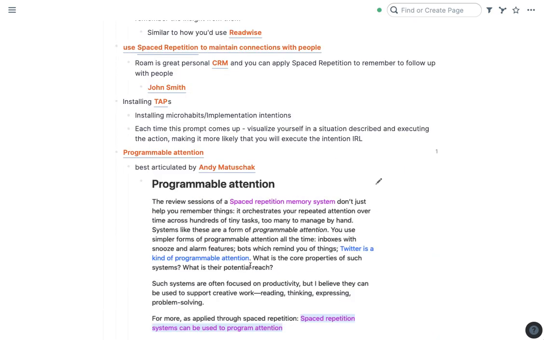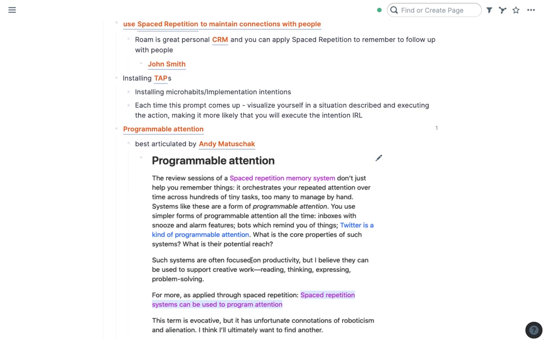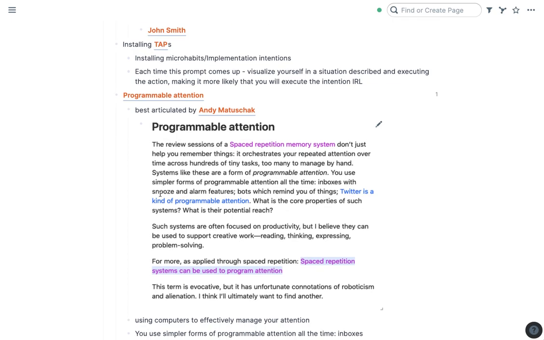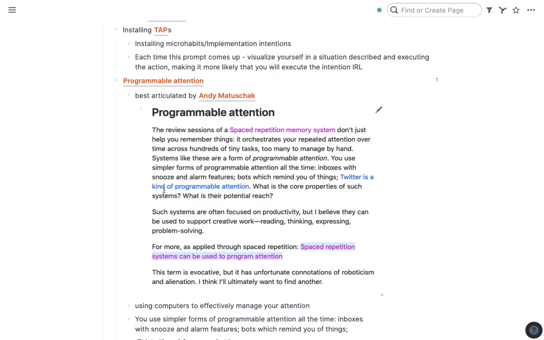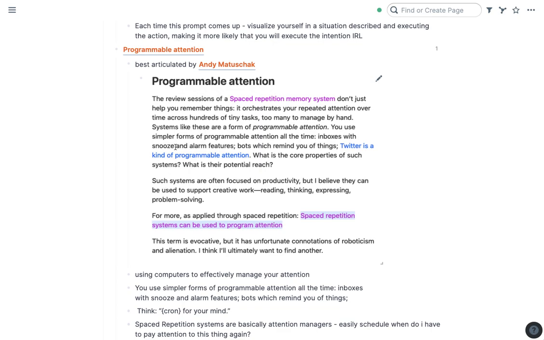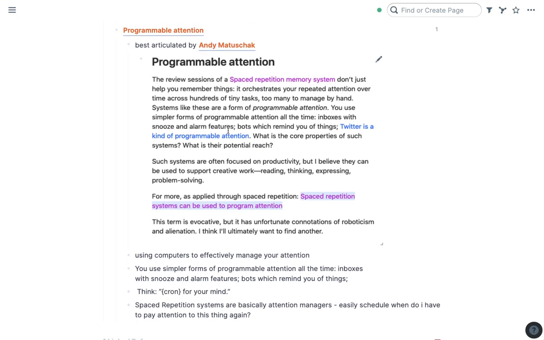Now, those were some example applications, and I wanted to take a step back here a bit and talk about the general concept. So, what I'm talking about here is a concept called programmable attention, and it's best articulated by Andy Matuszak in his Digital Garden. So, if you want to know more, you definitely should read up on that. Now, the short version is it's basically using computers to effectively manage your attention.